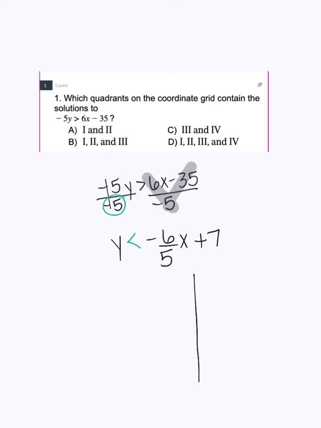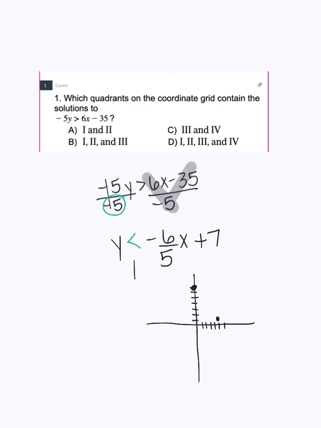And I'm going to graph this, and I'm going to look at where it crosses, or where the shading happens to occur. So I'm going to go to +7. So 1, 2, 3, 4, 5, 6, 7. There's my y-intercept. And then my slope is telling me to go down 6 and right 5. So I'm going to go down 6 and right 5.